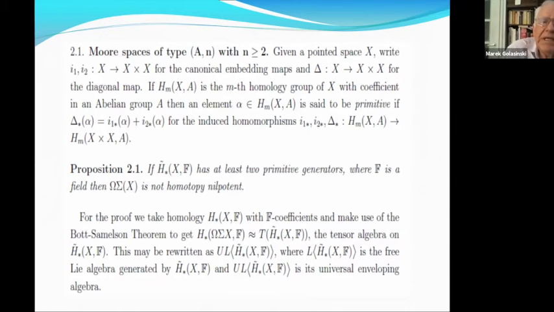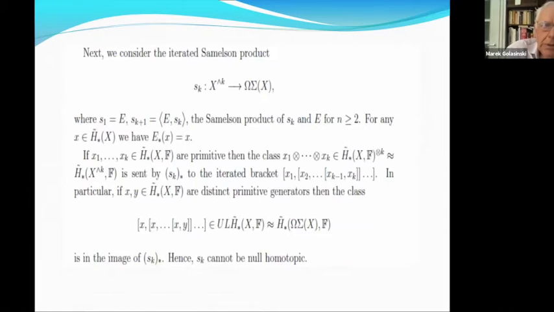Next, we consider the iterated Samuelson product from the smash power of X to the loop on the suspension of X. This product we define like this. S1 is simply the canonical map from X to loop on suspension of X. This comes from the adjointness of omega and sigma. And then we iterate this by Samuelson product.